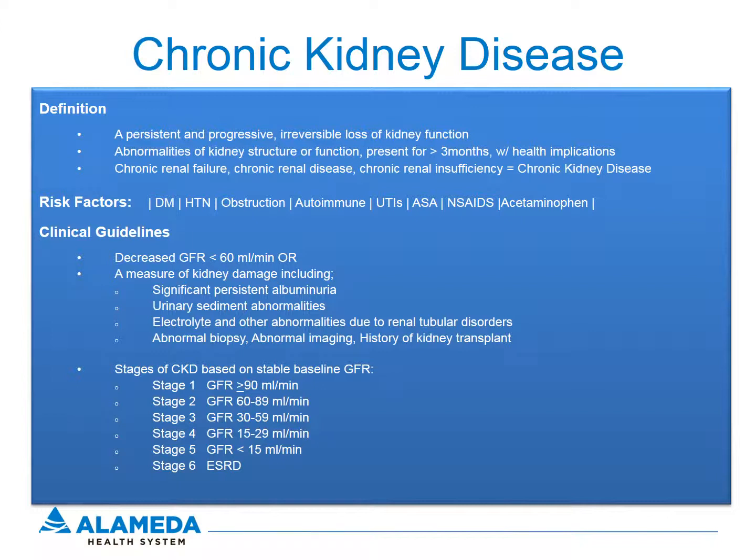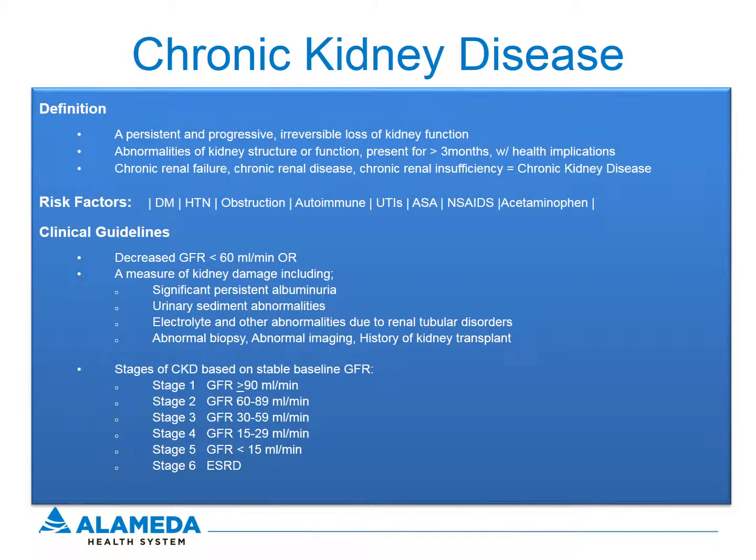What are some of the risk factors for chronic kidney disease? Diabetes, hypertension, and obstruction, autoimmune diseases, UTIs, or even recurrent UTIs, aspirin and NSAIDs, and acetaminophen. So if you see any of your patients on these medications and these conditions on a chronic basis, that's just a hint and a risk factor for getting chronic kidney disease.